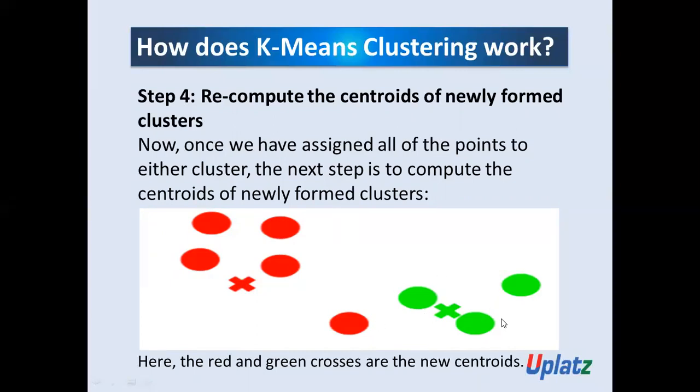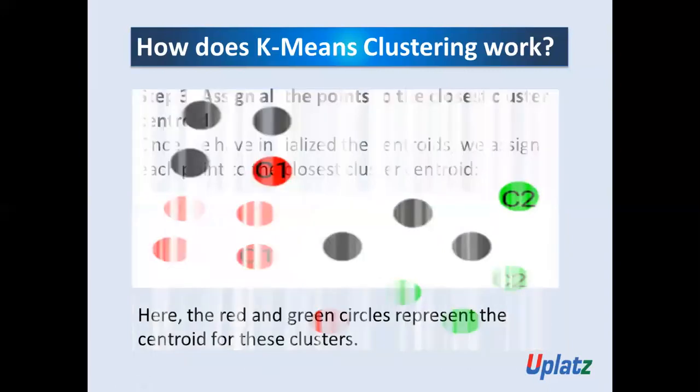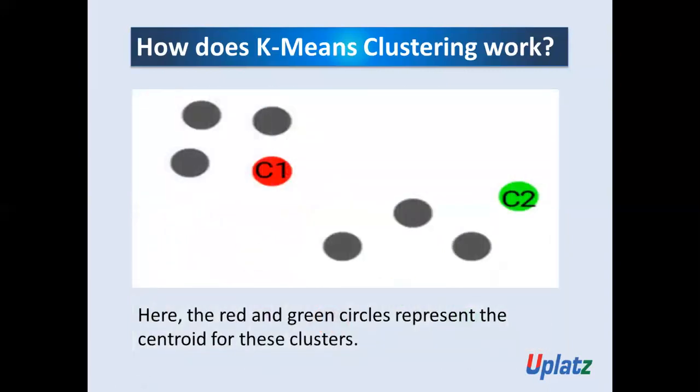Are you understanding all the steps? First step is to choose the number of clusters. So we have chosen 2. After that, you need to randomly select the centroids. So we have selected the 2 centroids that you can see, C1 and C2, in this image. Here the red and the green circles represent the centroids of the clusters.